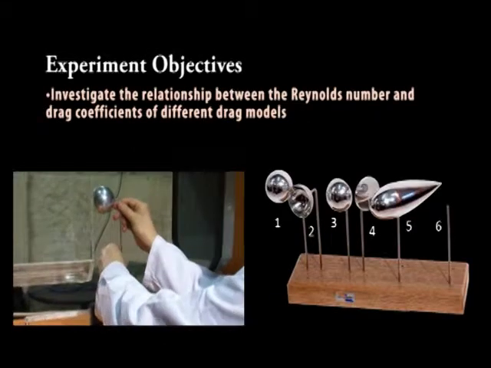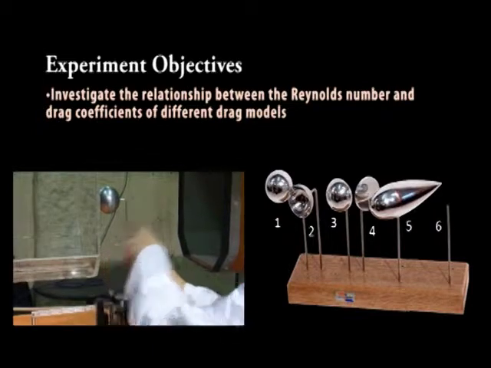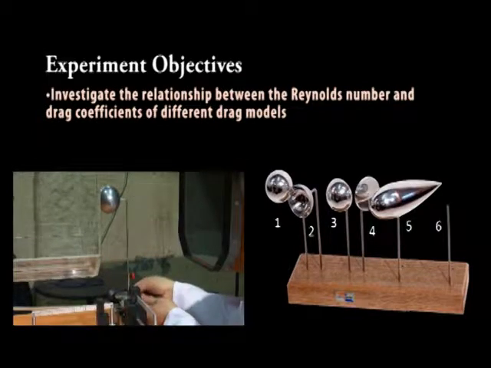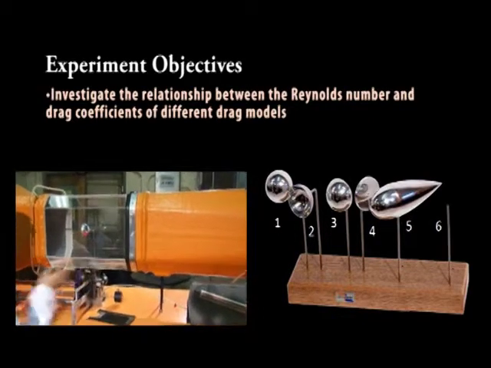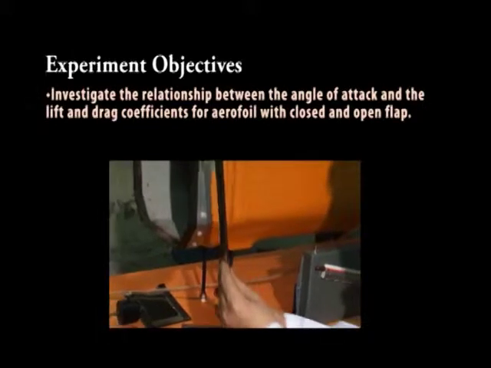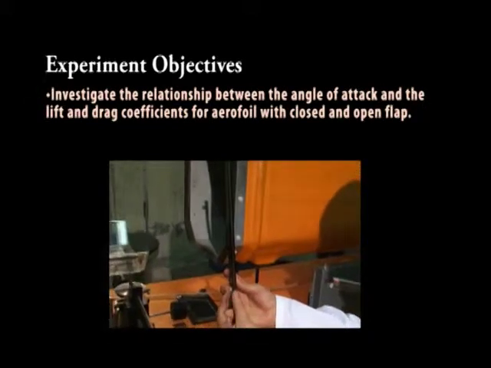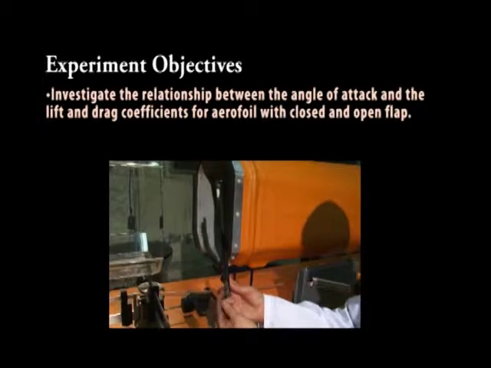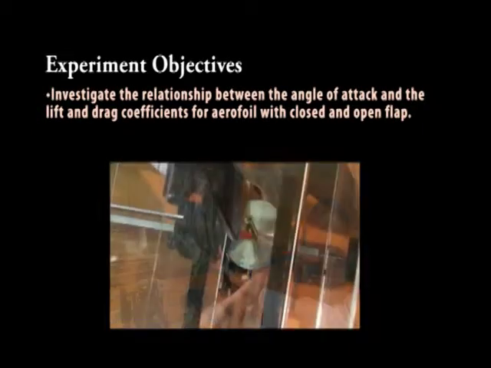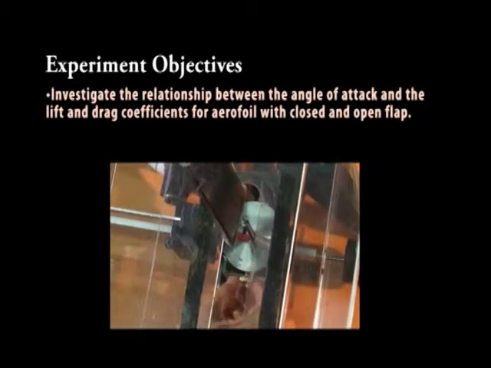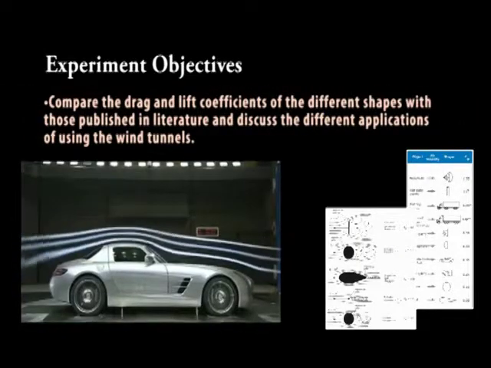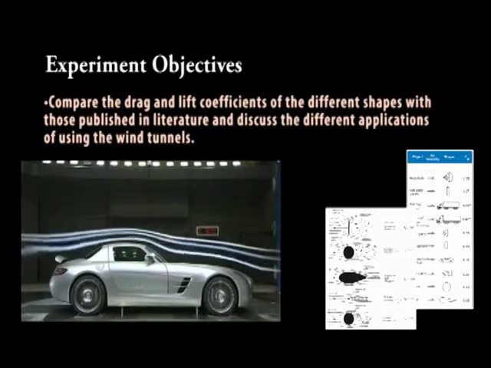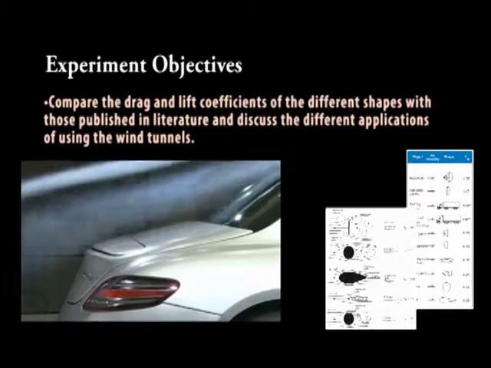The first objective is to investigate the relationship between the Reynolds number and drag coefficients of different drag models. The second objective is to investigate the relationship between the angle of attack and the lift and drag coefficients for aerofoil with closed and open flap arrangements. And the third objective is to compare the drag and lift coefficients of the different shapes with those published in literature and discuss the different applications of using the wind tunnels.